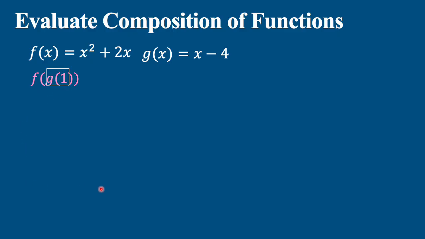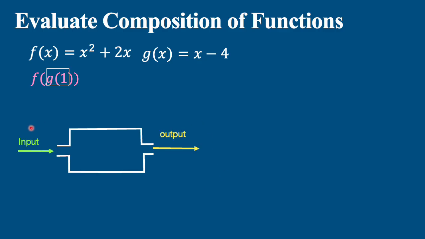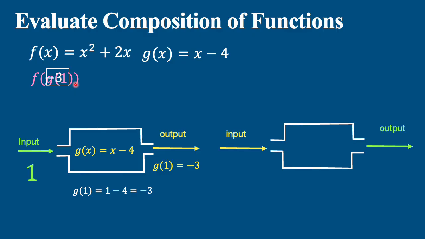Then I give the visualization of function g of x: input, output, function g. g of x is x minus 4. What is the input of g? That's going to be 1. It goes through this box. That means g of 1 is 1 minus 4, negative 3. The output is negative 3. Now g of 1 is replaced with negative 3, and now you have f of negative 3, right?